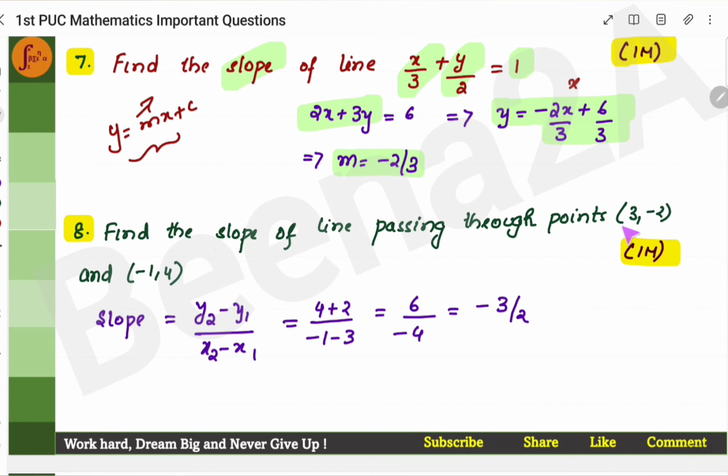Similarly, how do you find slope of a line when 2 points are given? Use this formula: y2 minus y1 by x2 minus x1 is equal to slope. Right? So substitute both these coordinates. This could be your x1, y1. This could be your x2, y2. And you'll get the slope.